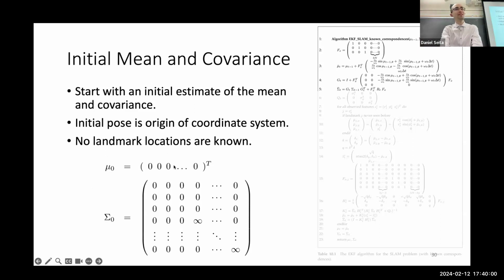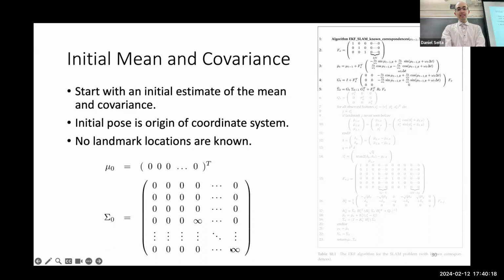What's happening here is we're just assuming all zeros. Is that a good assumption? Do you have any better idea? If we don't know where any of the landmarks are, then I'm not really sure what numbers to put there. So 0 is maybe as good as I can do.